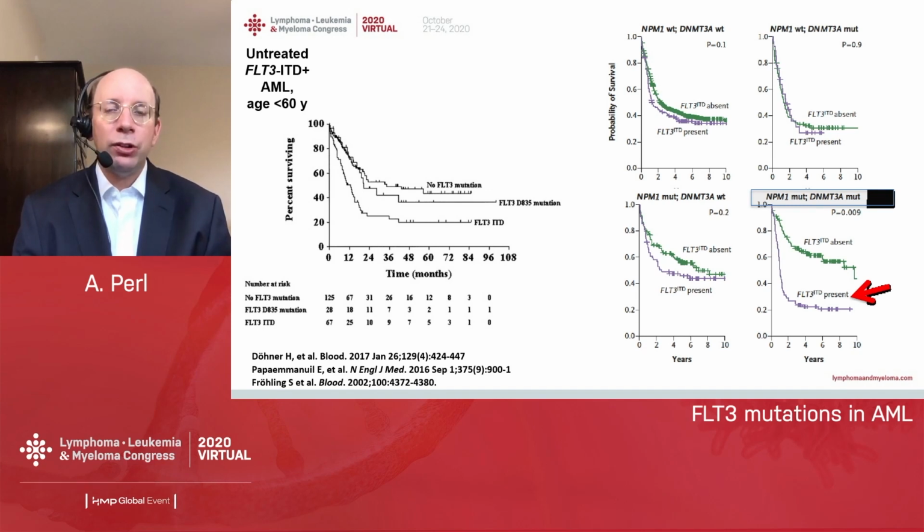And in these patients who had NPM1 mutation and DNMT3A mutation, the FLT3 ITD positive patients did particularly poorly. So watch out for those folks. I send all of those patients to transplant in CR1 who are candidates, regardless of the allelic ratio.